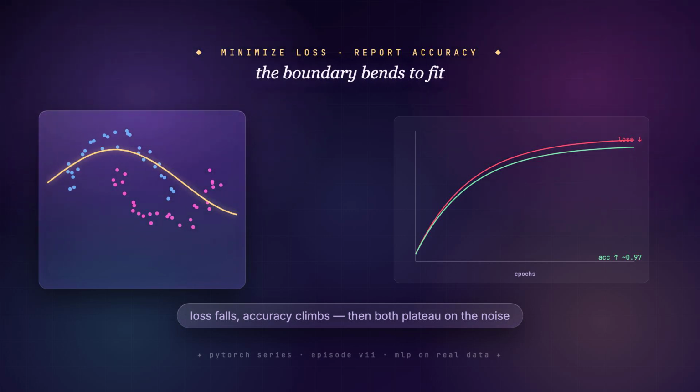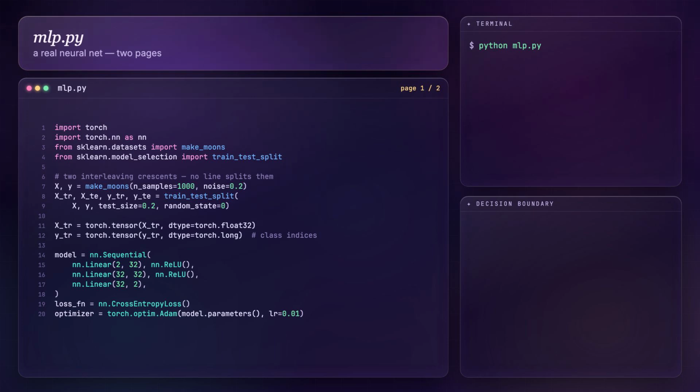Okay, the whole thing, two pages, mlp.py. Make the moons, build the stack, train it, score it. Nothing here you haven't met. It's the same nn.Module and Adam rhythm from last time, just deeper, and aimed at data that finally needs the depth.